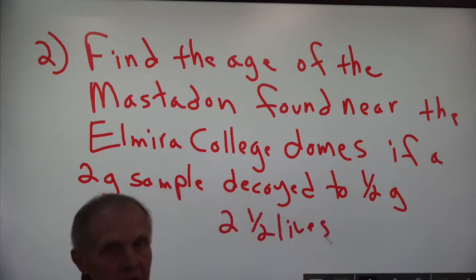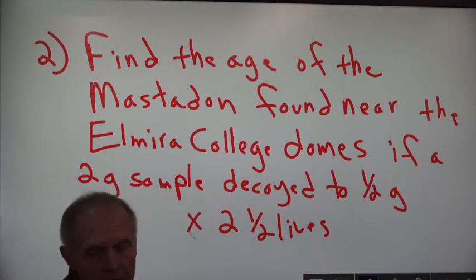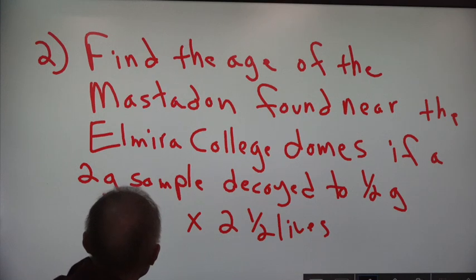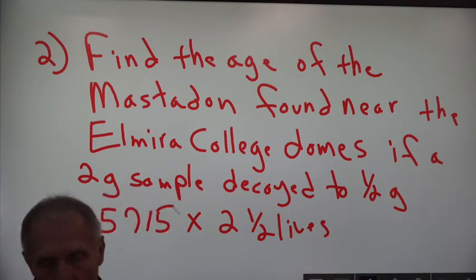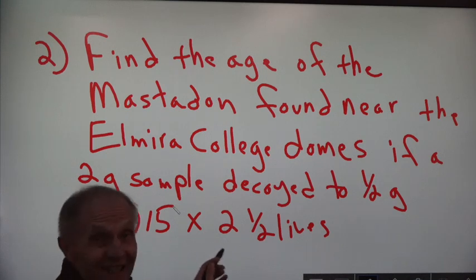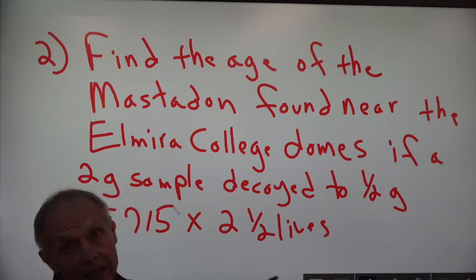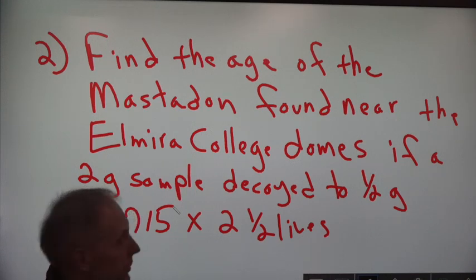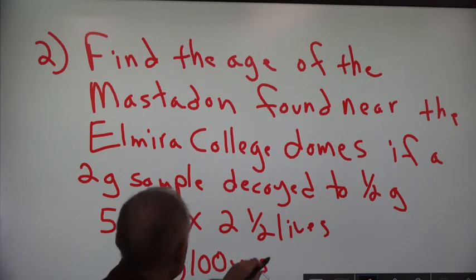So now all we have to do is 2 times 5,715. And that'll give you somewhere around a little bit over 11,000 years. That was close. When Cornell did the half-life, they found out that that mastodon, like a woolly mammoth, was 12,100 years old.